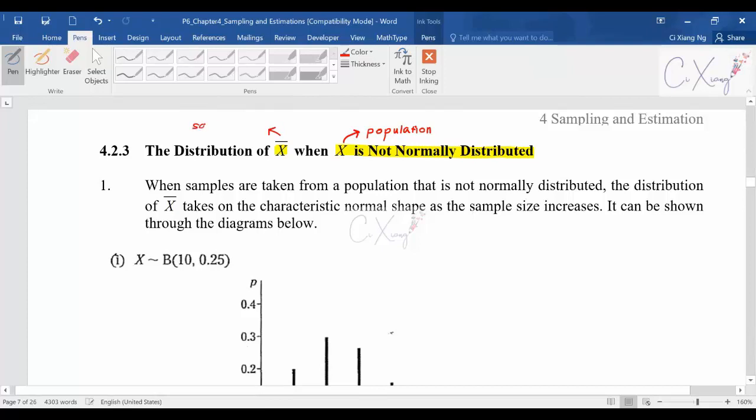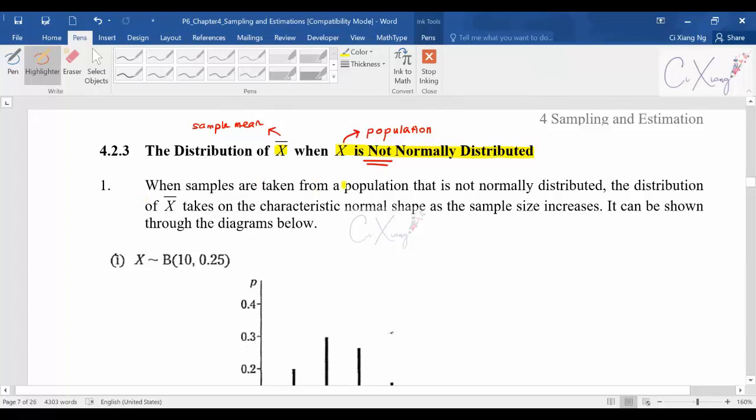Okay, so in the previous video we learned already how to solve questions that involve the sample mean when your population is normally distributed. So for today, when your population is not normally distributed, what will happen and how are we going to continue with the calculation? Okay, generally the idea is also not hard. So let's have a look.